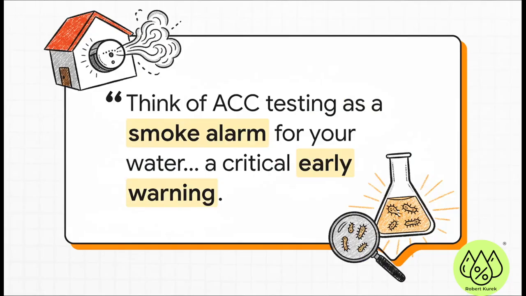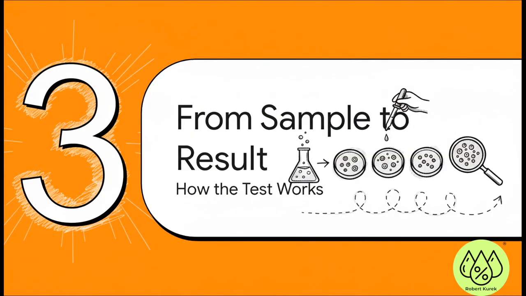Yuck. This quote right here is probably the best way to think about it. An ACC test is like a smoke alarm for your water. A high count doesn't automatically mean there's a fire, right? It doesn't mean your water is for sure dangerous. But what it does mean is that you've got a critical early warning. It's telling you, hey, the conditions are just right for bad stuff to start growing, and it's time to take a closer look.